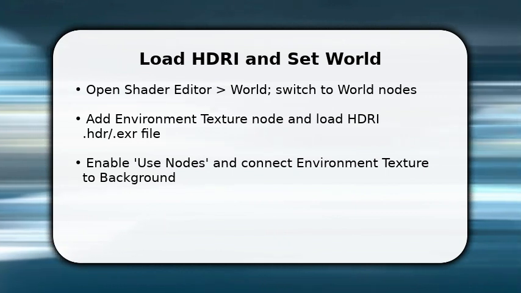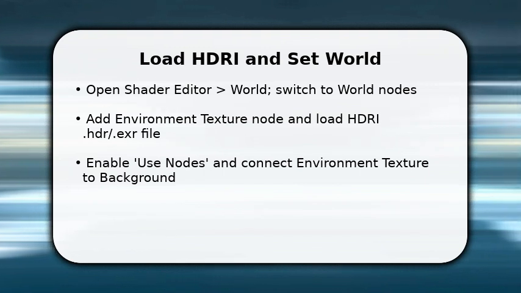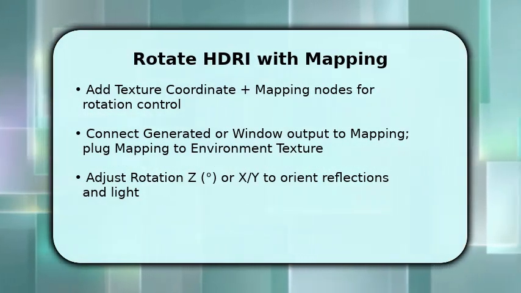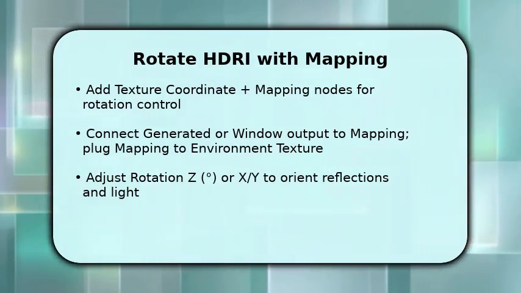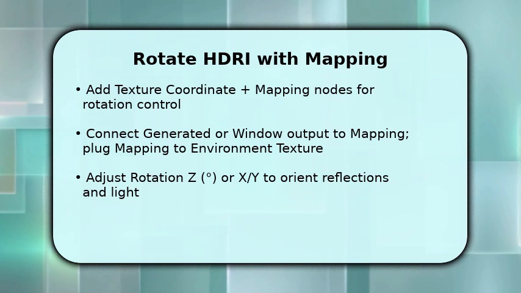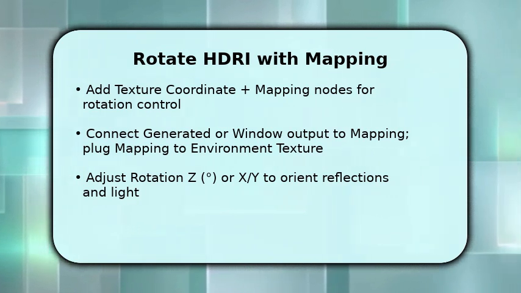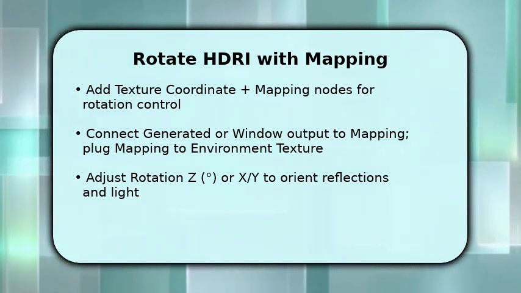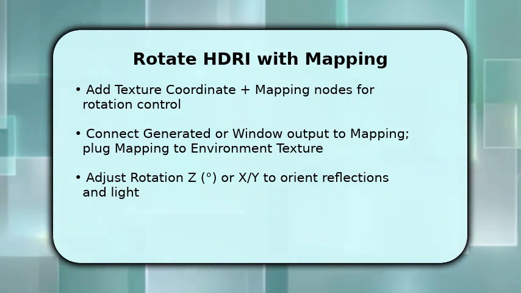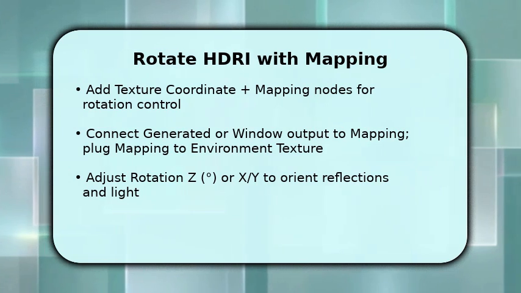We skip the preferences and dive straight into the world nodes to instantly see lighting changes in the viewport. Now you add a mapping node and a texture coordinate node to gain precise rotation control. This is the core technique. Connect the texture coordinate generated or window output to mapping, then map to the environment texture. Adjust the Z rotation to spin the HDRI around the scene, and tweak X/Y only if the horizon needs pitching.